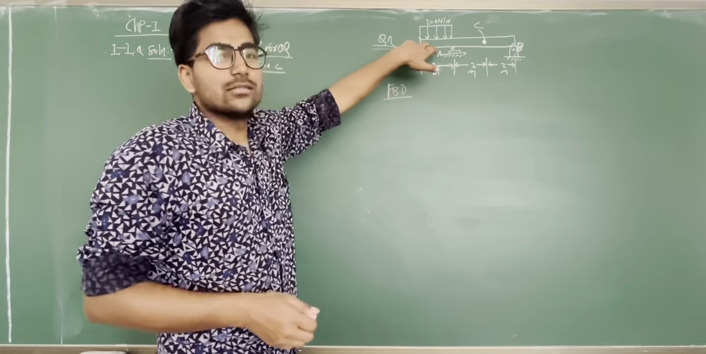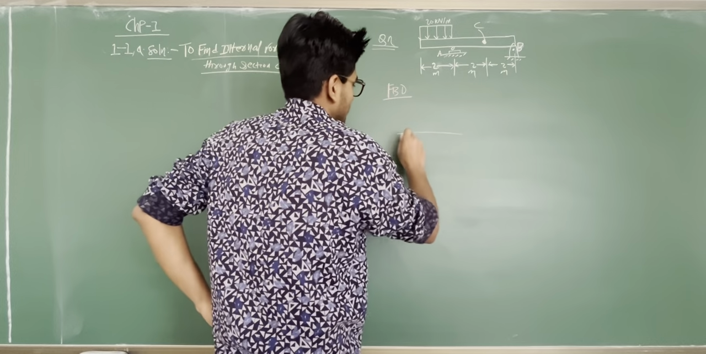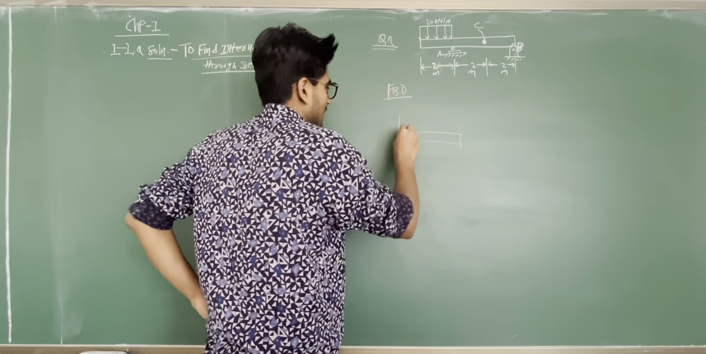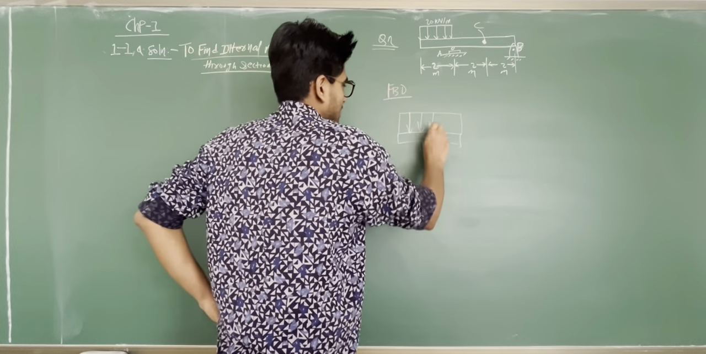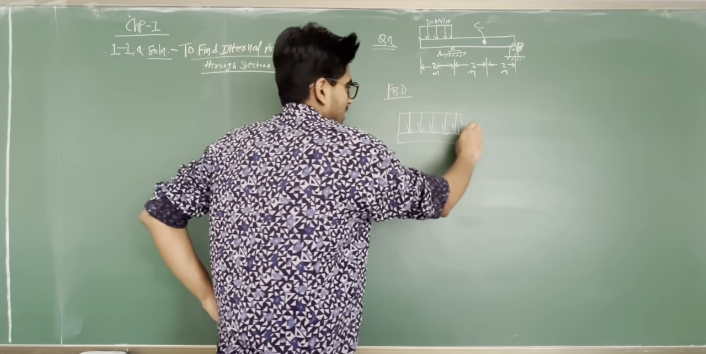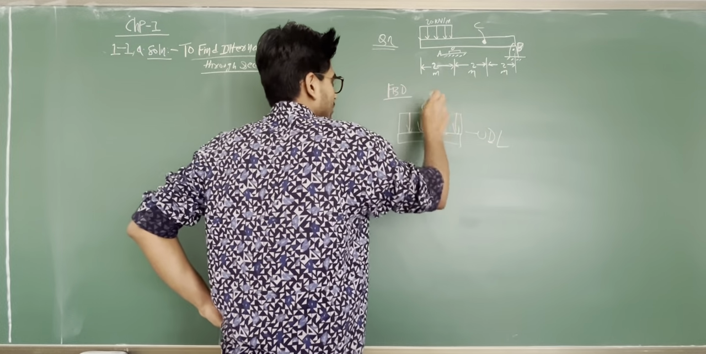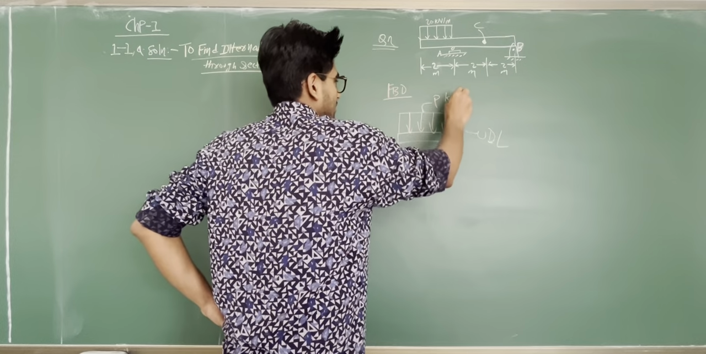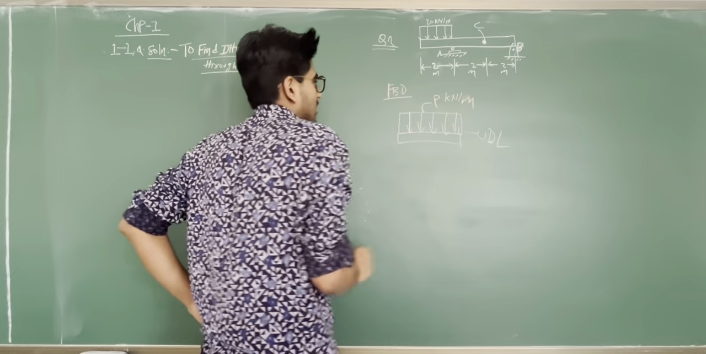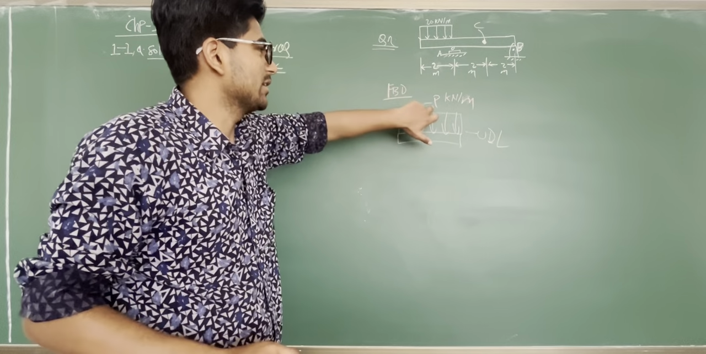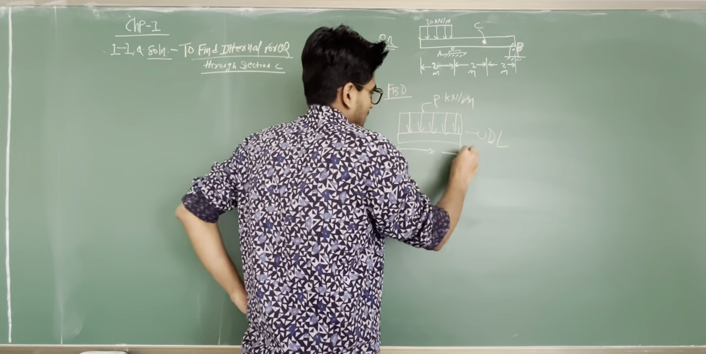So this is a UDL. Let's first go over the concept. Suppose this is a bar or a beam, and we have a support like this. And suppose we have this load. This is called a UDL, uniformly distributed load. Suppose it has a magnitude of P kilonewton per meter.